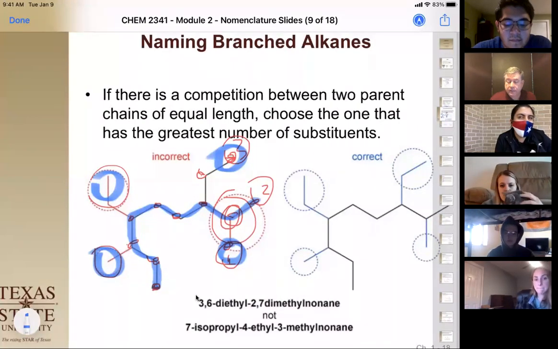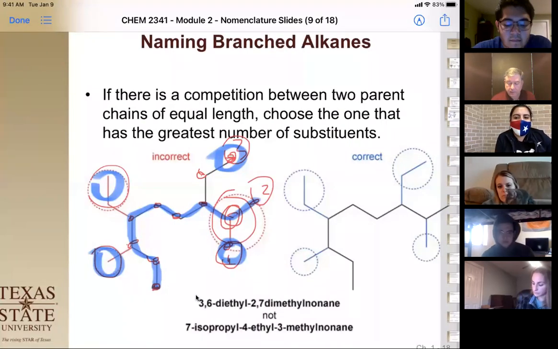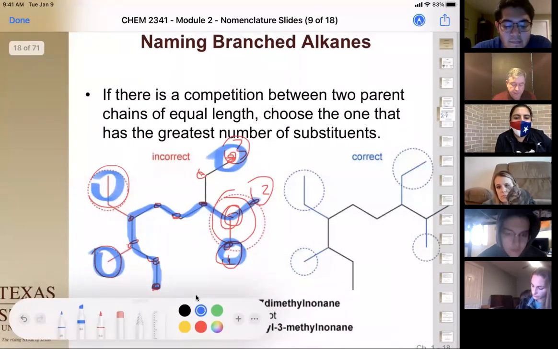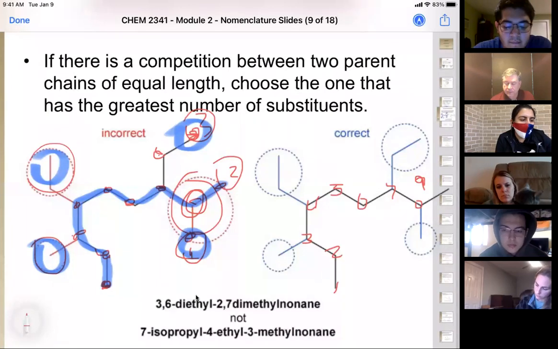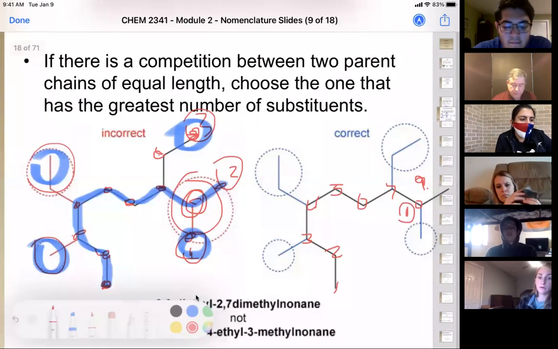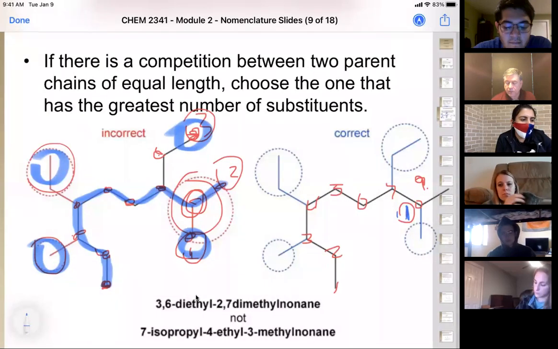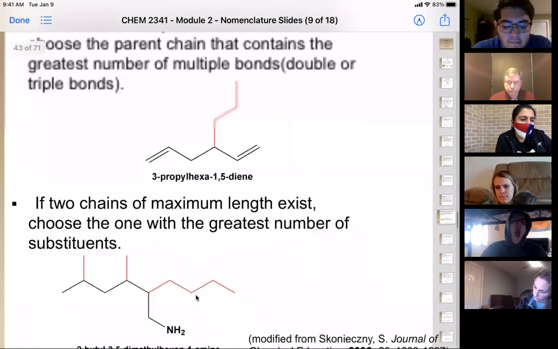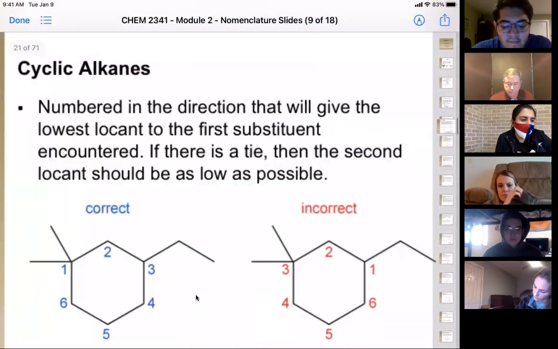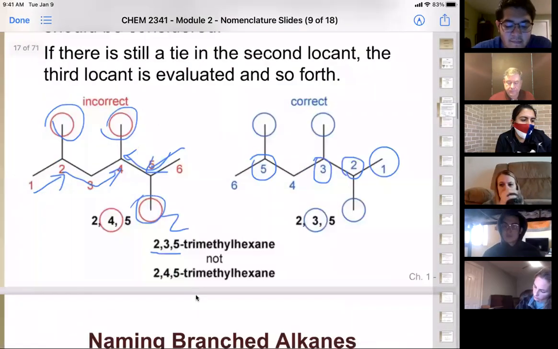Okay, so now let's go back and apply all our rules. We have the longest chain, which is 1, 2, 3, 4, 5, 6, 7, 8, 9 over here. 9's off the page here. But I numbered it backwards, didn't I? Because if we number from the other direction, from this 9 over here, this is going to be the number 1. Let me change color. This is going to be number 1 if we number it from this side.